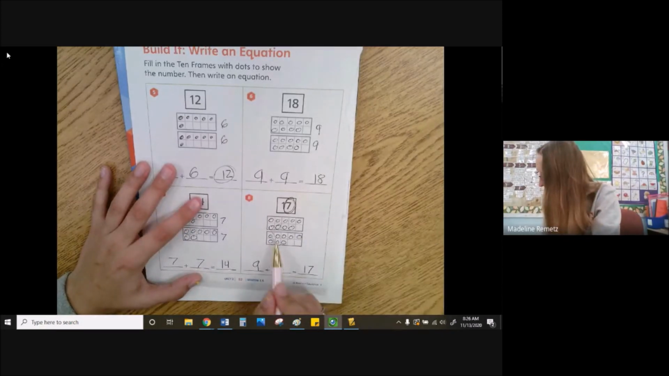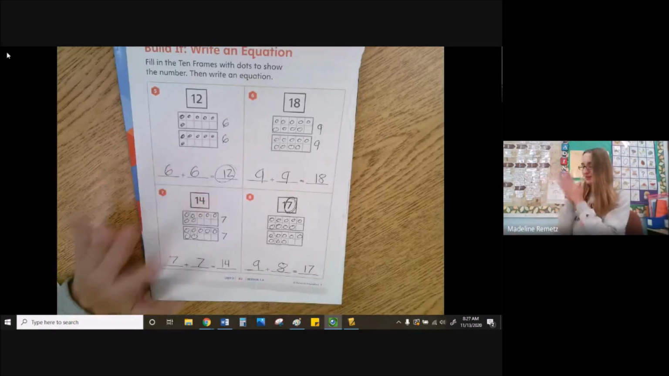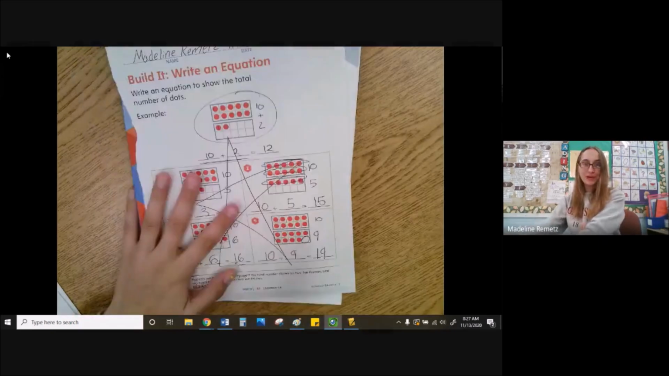Now let's see what number I wrote. 1, 2, 3, 4, 5, 6, 7, 8. 9 plus 8 equals 17. Woohoo! You could have done 9 plus 8, 8 plus 9, or 10 plus 7 to get to 17. Woohoo! My friends, good job warming up.